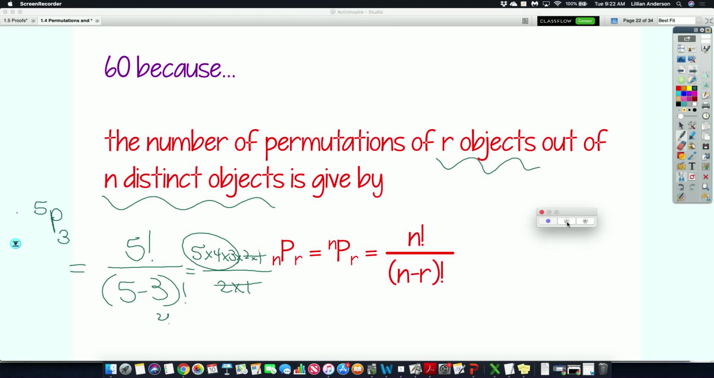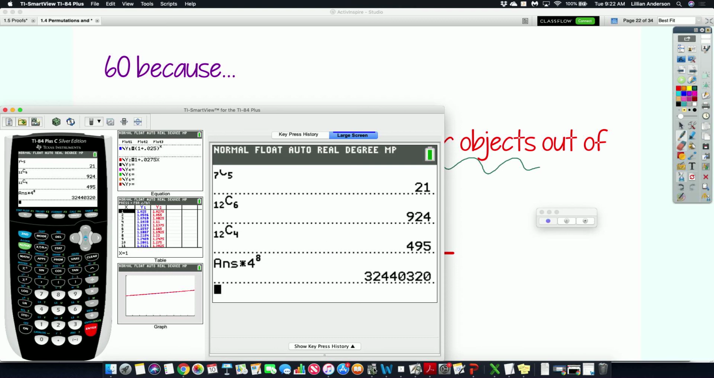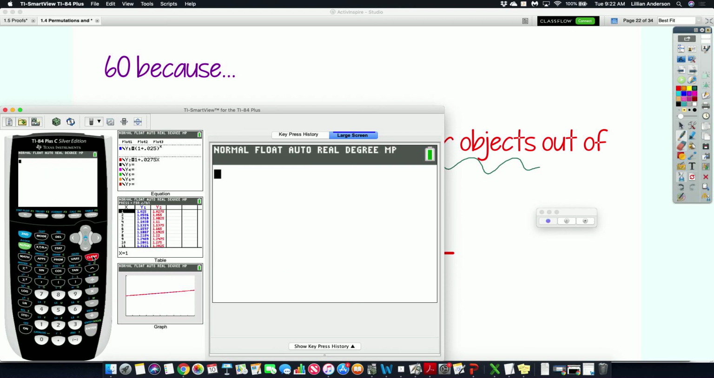Now this can be done in your calculator, so let's pull out our calculator so I can just show you. Because sometimes these numbers might be so big that it's not something as simple that can cancel out where it's just 5 times 4 times 3. And if you are allowed to use the calculator, hey, why not?